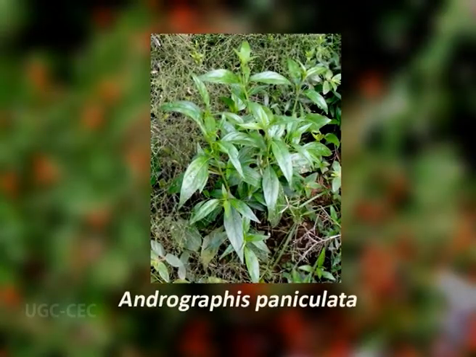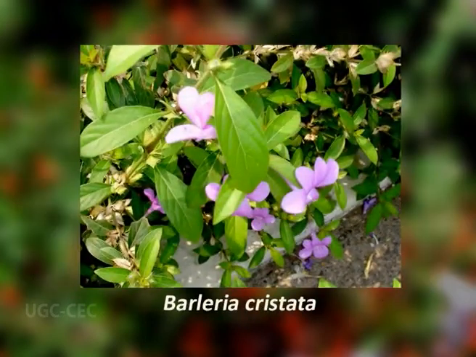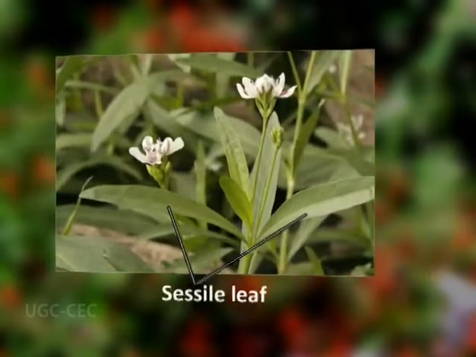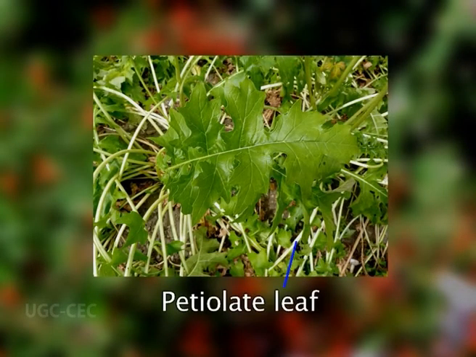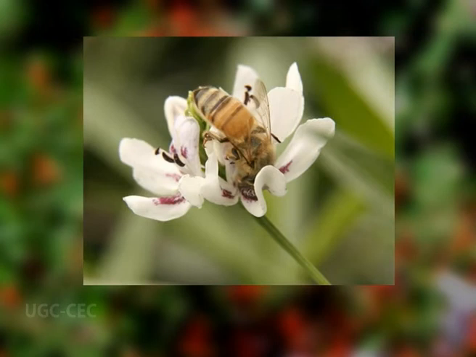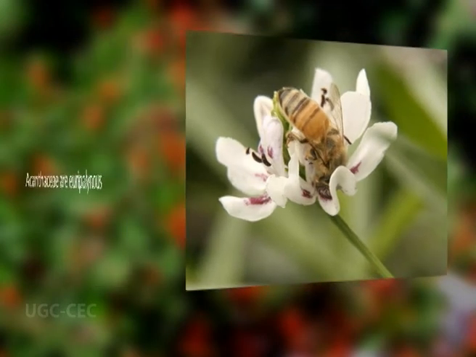Leaf shape is also variable. It can be lanceolate like in Andrographis paniculata, or elliptic to narrowly ovate as in Barleria cristata. Leaves can be sessile or petiolate. Pollination apparatus is highly elaborate. Pollination is entomophilous, by bees or by bumblebees.